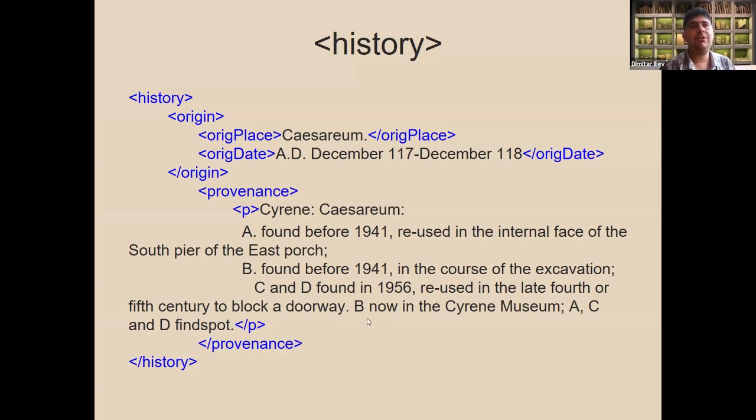One piece of the monument is now at the museum, and other pieces were found at different times, one found before 1941, this is before the Italian invasion of the region, and C and D found in the post-war decades. They are in their respective find spots. So you can have complex cases like this, but the good thing is that everything which should be stored under provenance, I'm reminding you, can be described as running text if it's too complicated to formalize everything with tags.